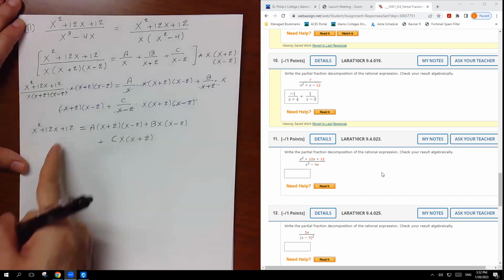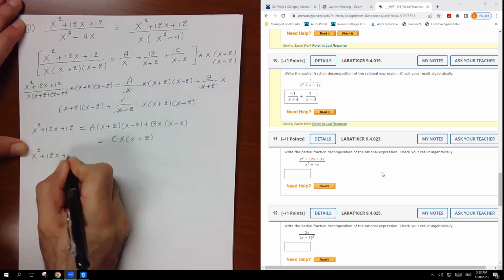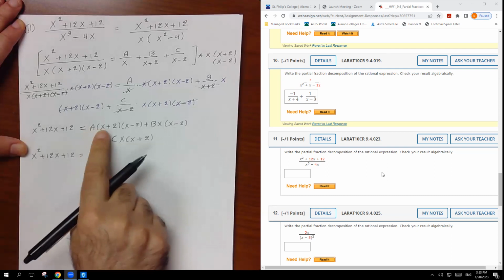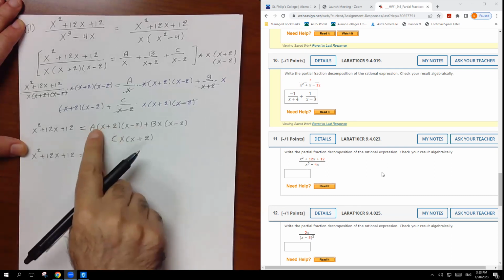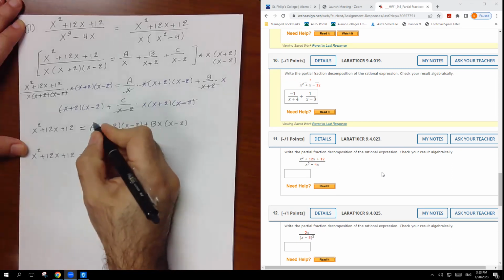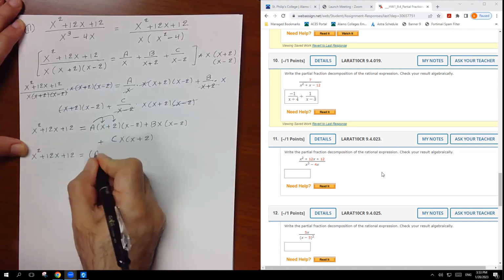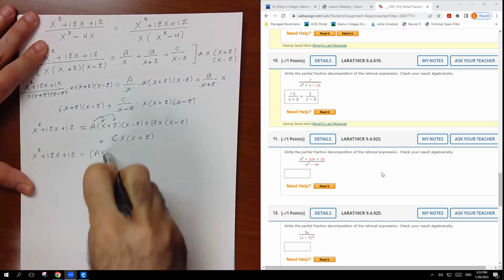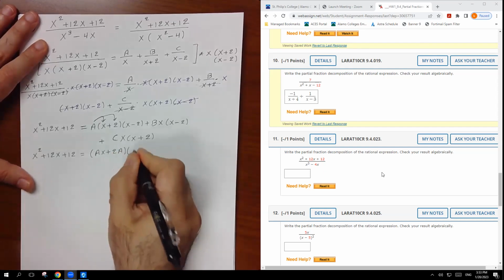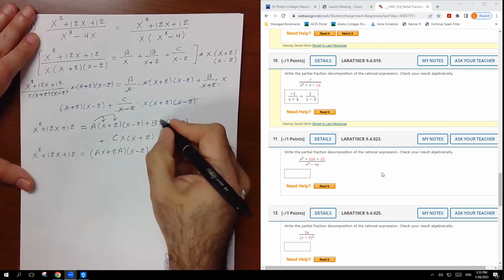Now, next step, I'm going to write this again: x squared plus 12x plus 12 is going to be equal to a. We can write a(x squared minus 4), but let's distribute. You're going to distribute the a here, and then distribute these parentheses to the other parentheses. So let's first of all distribute the a here.